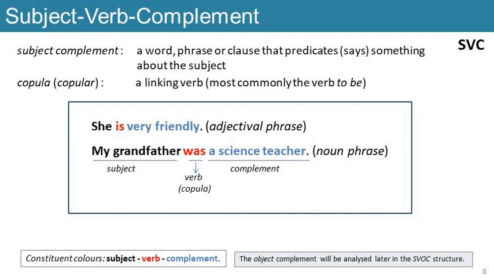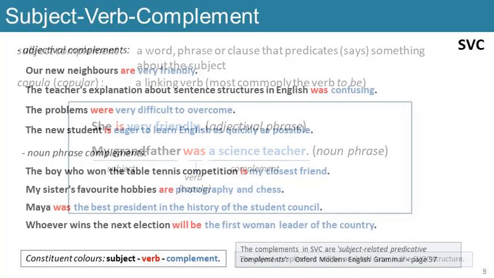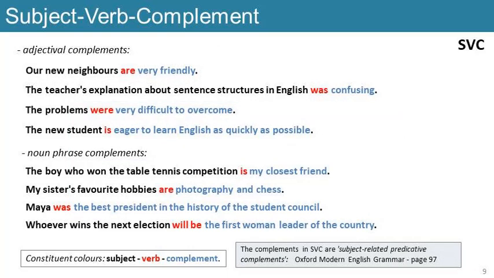We'll start with the most common type of complement, namely the subject complement. A subject complement is a word, phrase, or clause that predicates, or says, something about the subject. A verb that links the subject and the complement in this way is called a copula. The most common copula is the verb to be, and the most common subject complements are adjectival or noun phrases. Here are more examples with the verb to be and a subject complement, also called a subject-related predicative complement.